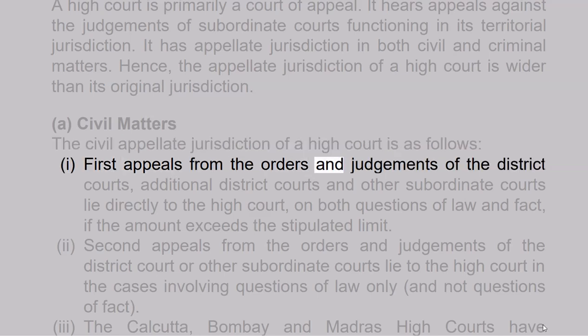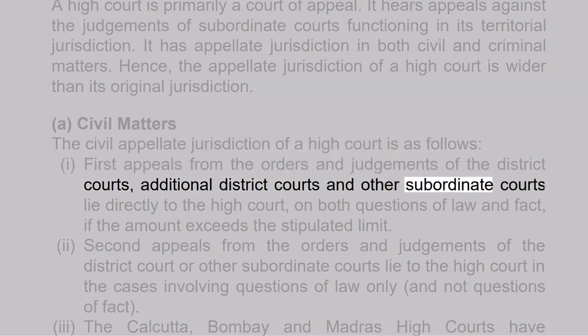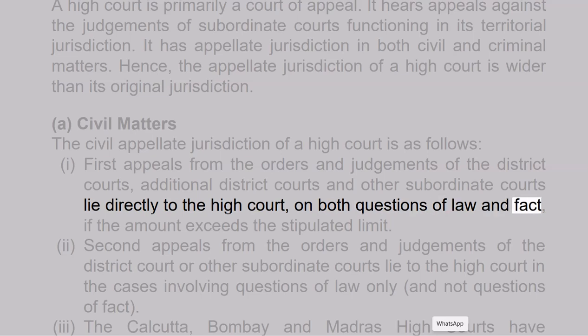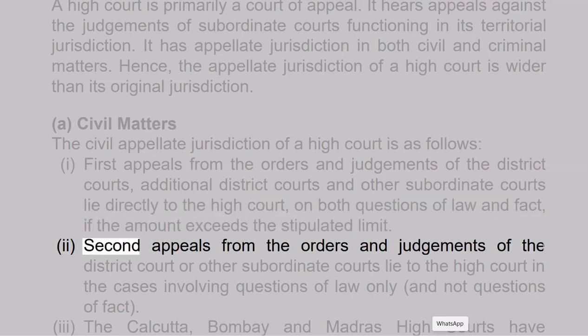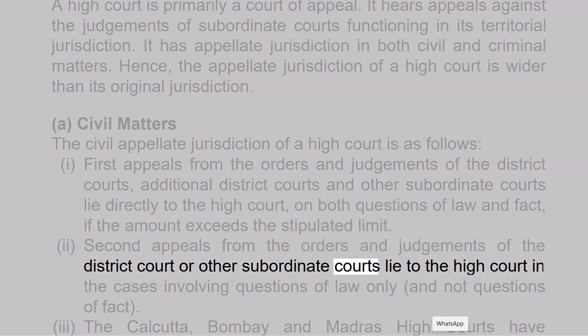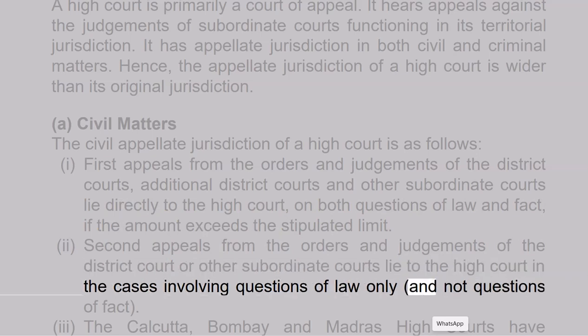1. First, appeals from the orders and judgments of the district courts, additional district courts, and other subordinate courts lie directly to the High Court, on both questions of law and fact, if the amount exceeds the stipulated limit. 2. Second, appeals from the orders and judgments of the district court, or other subordinate courts lie to the High Court in the cases involving questions of law only, and not questions of fact.